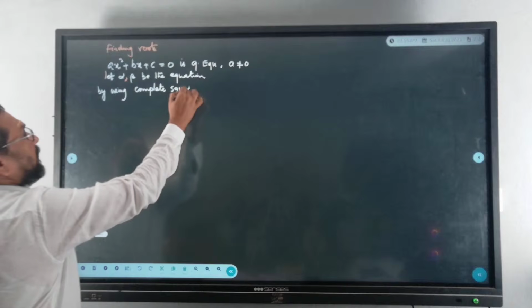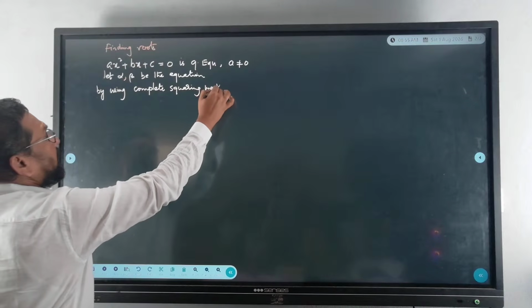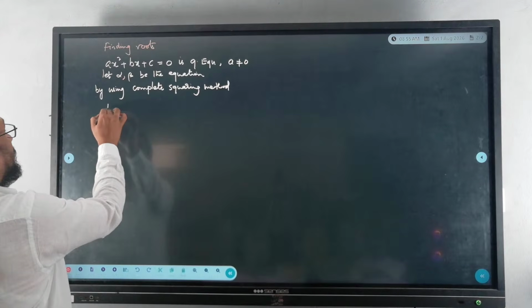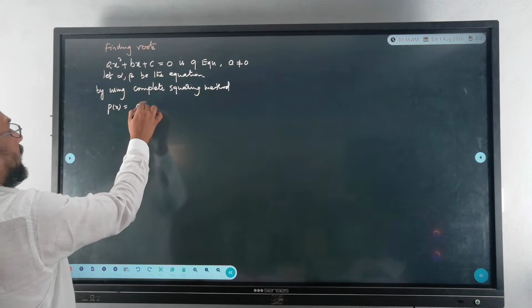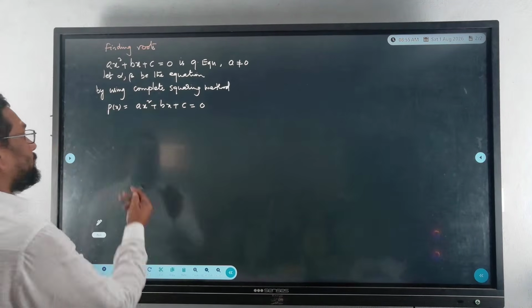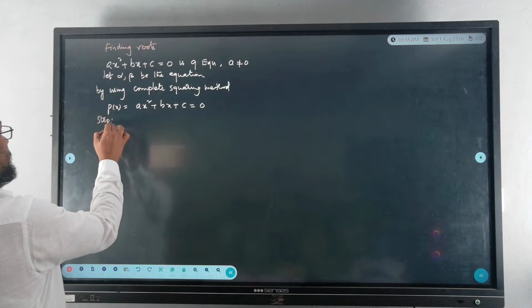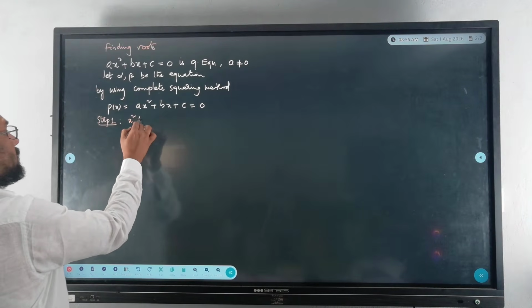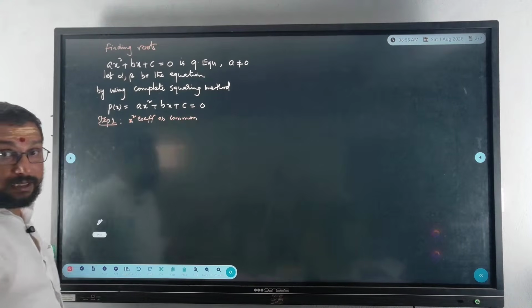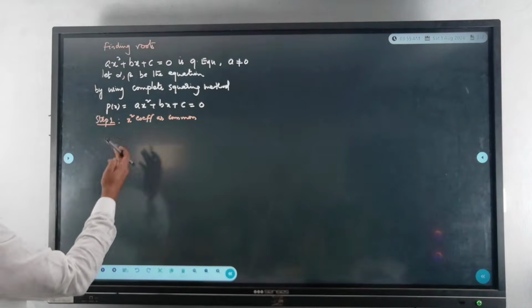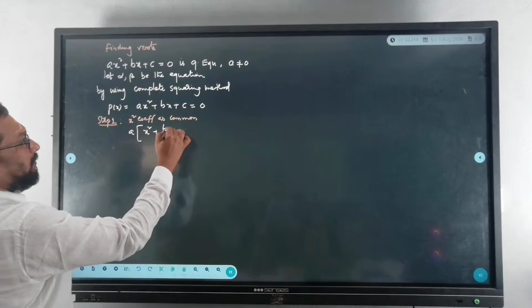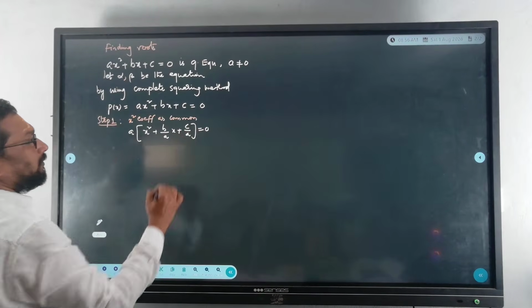Completing the squaring method, px is equal to ax square plus bx plus c is equal to 0. Step 1, x square coefficient as common. Once observe here, x square plus b by a times x plus c by a equal to 0.